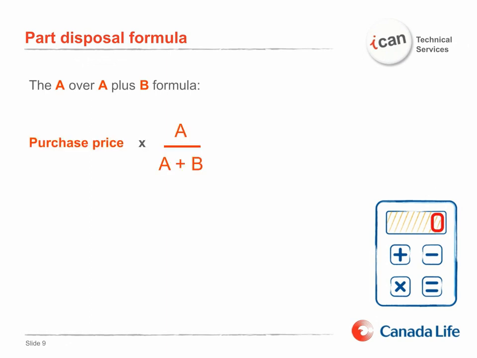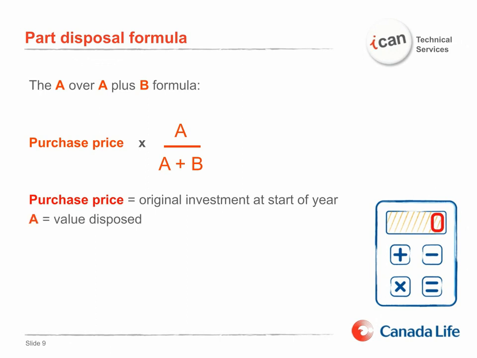The purchase price is the original investment, A being the capital amount the investor has withdrawn and what is being disposed of, and B being what's left in the investment after the withdrawal has been taken.